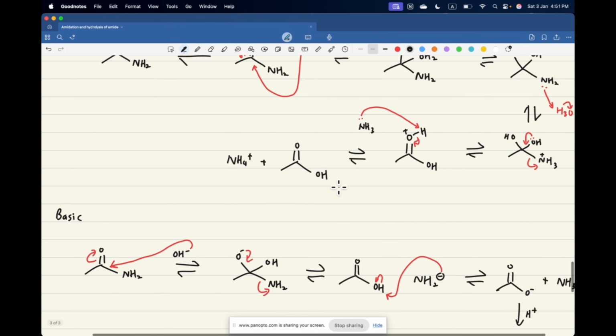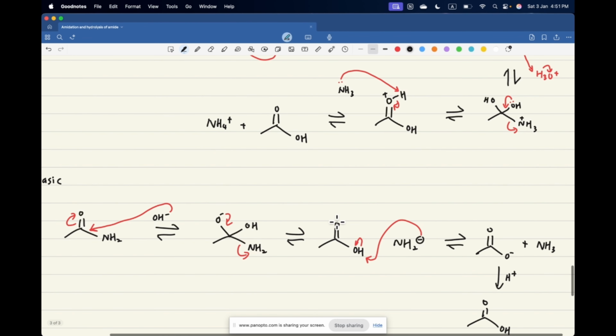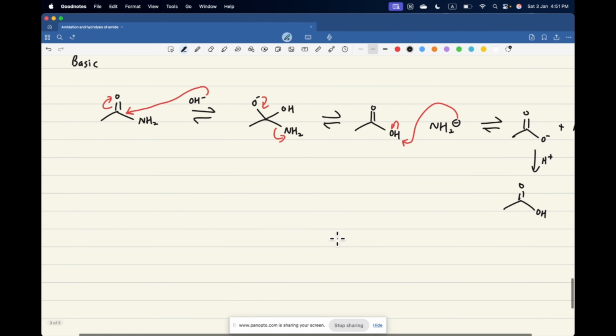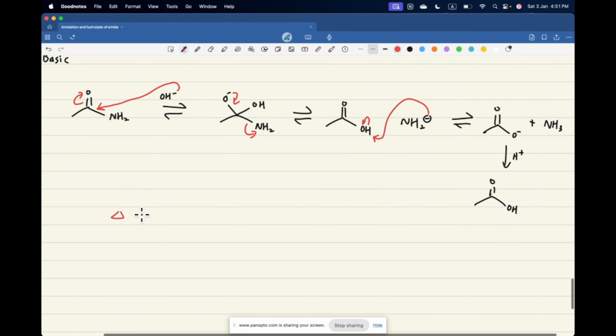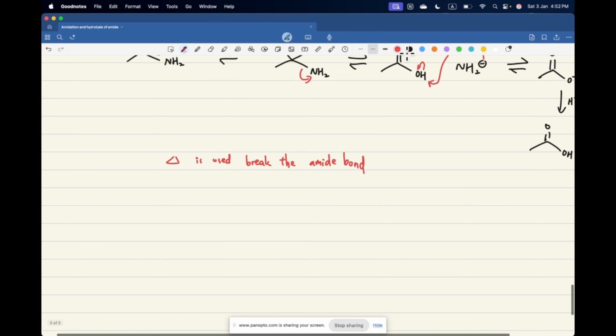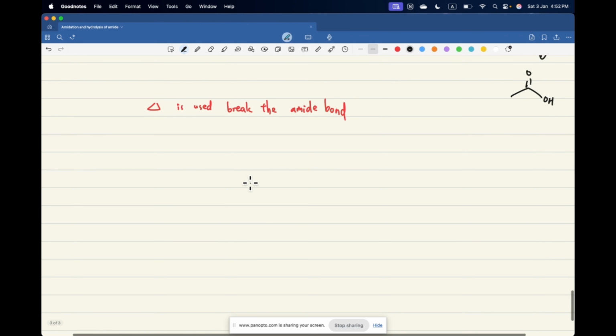So basic is relatively easier and simpler compared with the acidic condition of hydrolysis. And hydrolysis needs heat as well, and that's because the amide bond is very strong, so heat is used to break the amide bond. In short, let's summarize all reactions together.